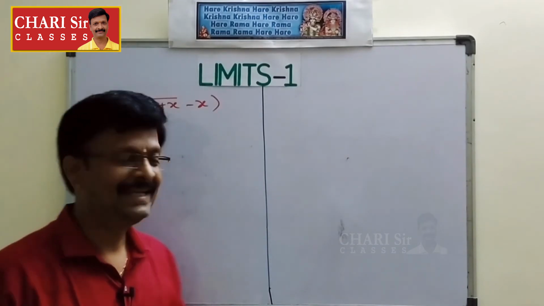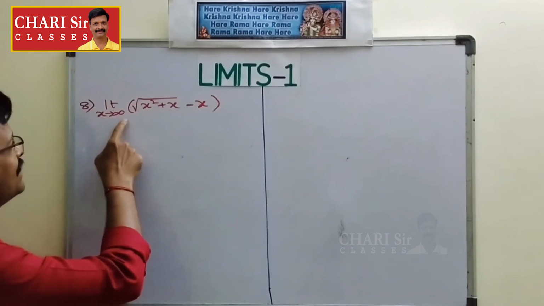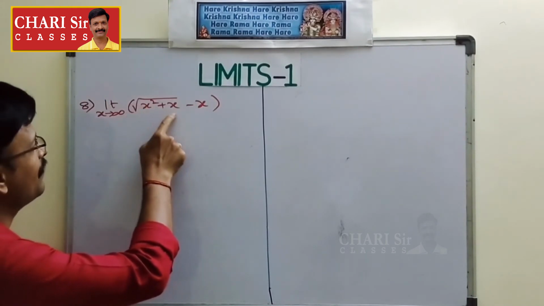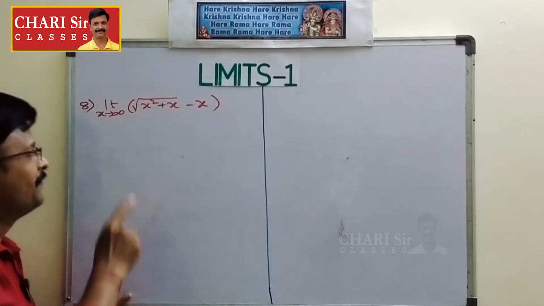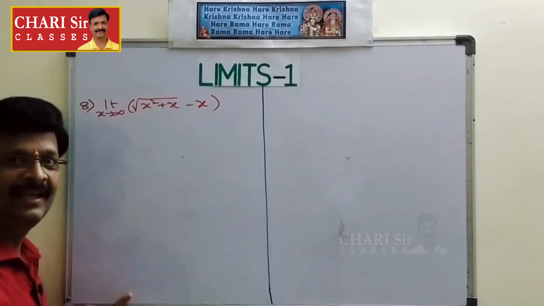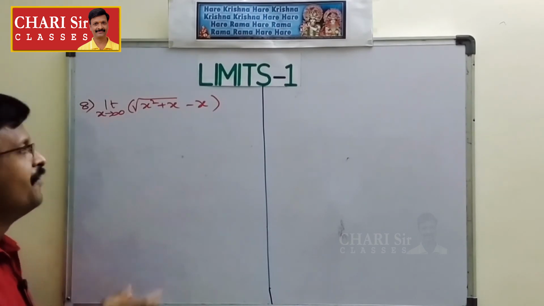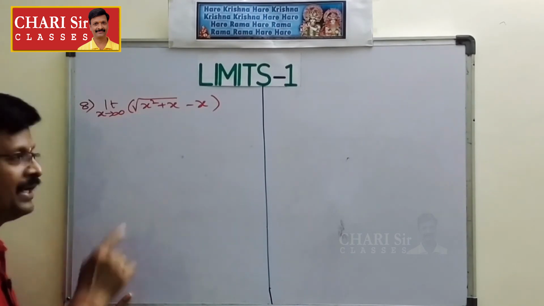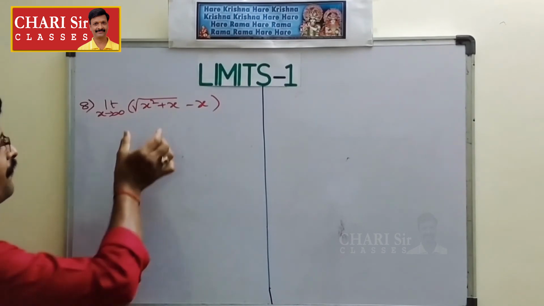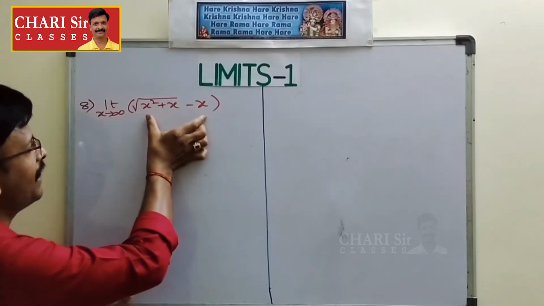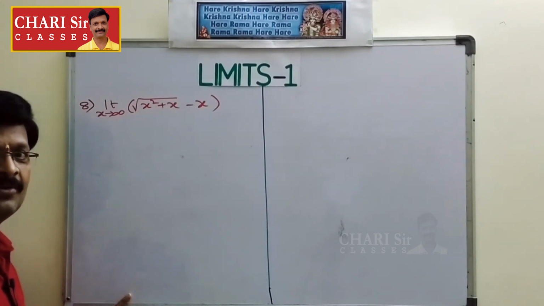Now question number 8. It is given that limit x tends to infinity, root of x square plus x minus x. If we apply the limit directly, it becomes infinity, which is not the limit of the given function. So what to do? We need to rationalize this because irrational parts are given. So first take the rationalizing factor of this and we need to rationalize it.